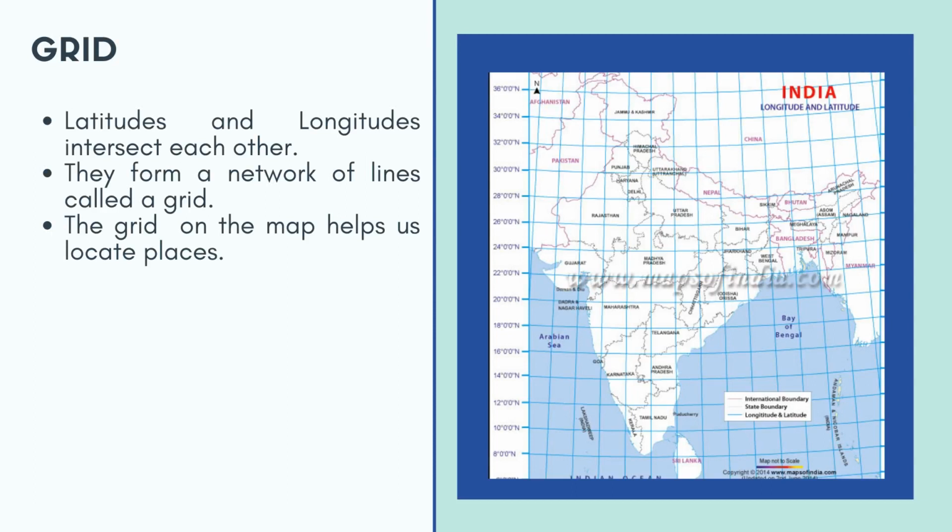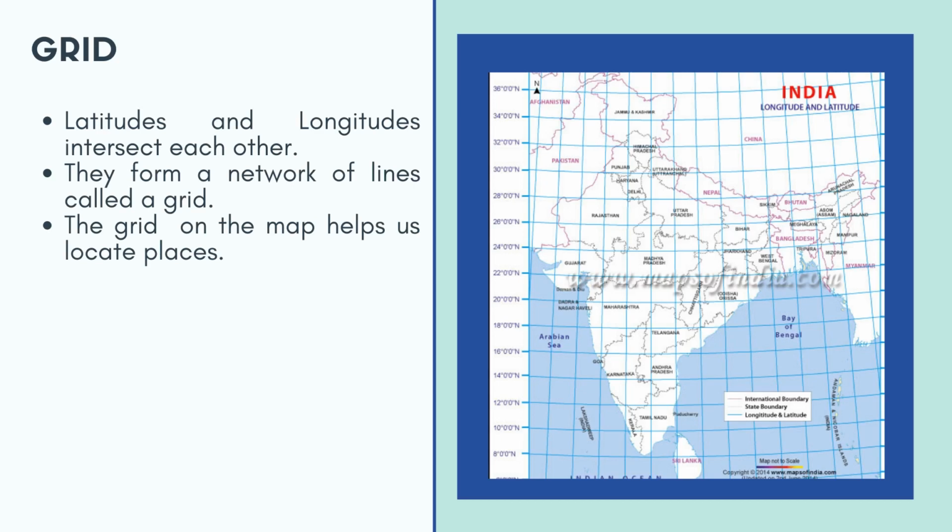Latitudes and longitudes intersect each other. They form a network of lines called a grid. The grid on the map helps us to locate places. Take a look at the map provided.